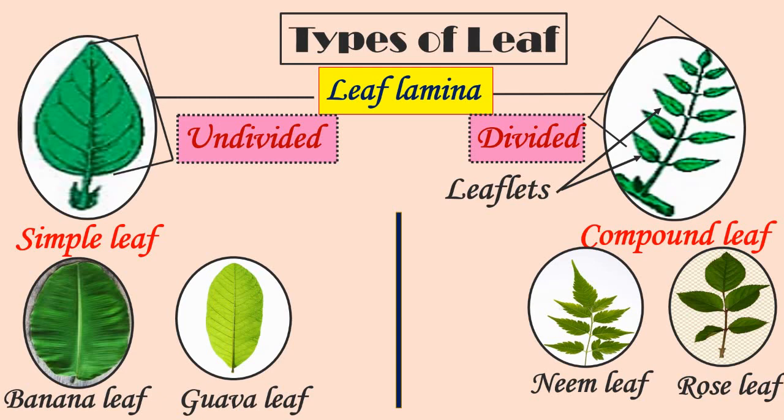Whereas in compound leaf, the leaf lamina is divided into many small separate leaves called leaflets. These small leaflets make up a whole leaf as you can see in the picture. These leaflets function as separate leaves. For example, I have shown neem leaf and rose leaf in the picture, which has leaf lamina divided into many small leaflets.